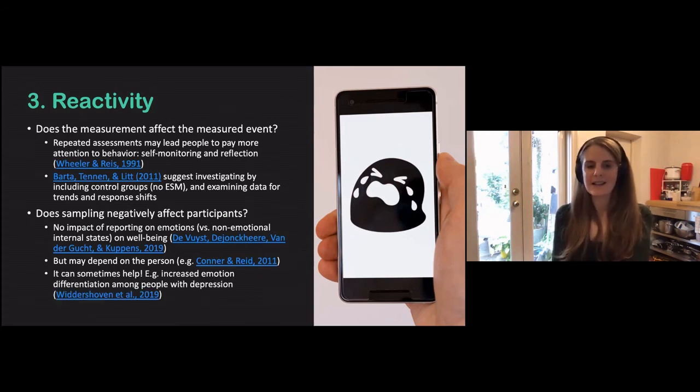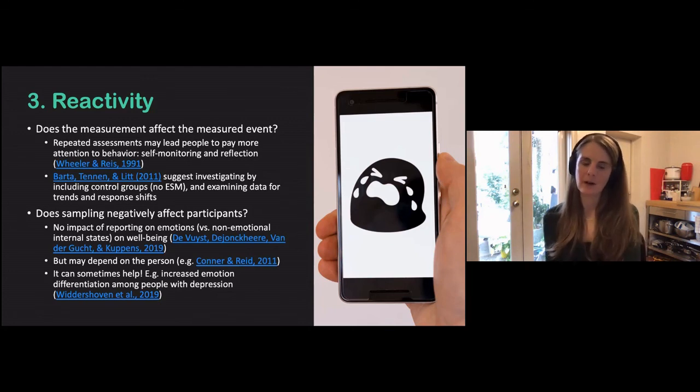But in saying that, ESM can actually sometimes help and act as a bit of an intervention. So in this study, they had people with depression, and those people reported on their emotions across an ESM period. And what they found was at the end of the period, those people reported higher emotion differentiation. What that means is that they were more able to label their emotions in a specific and granular way. So they were more likely to differentiate between sadness and anger and anxiety, rather than just saying, I feel really bad right now. And that's a skill that's associated with things like emotion regulation and with well-being. And so it does seem like ESM can sometimes function as a helpful intervention for these groups.